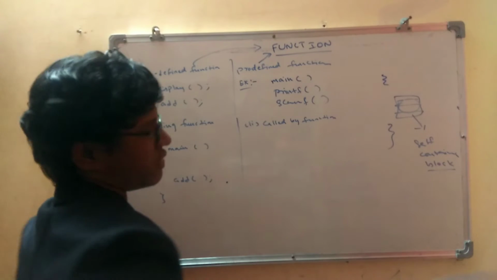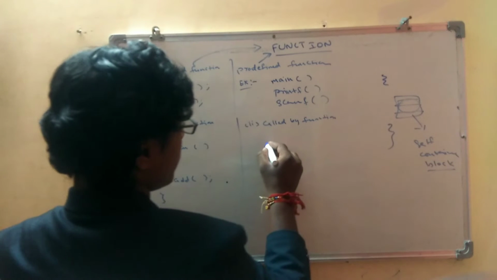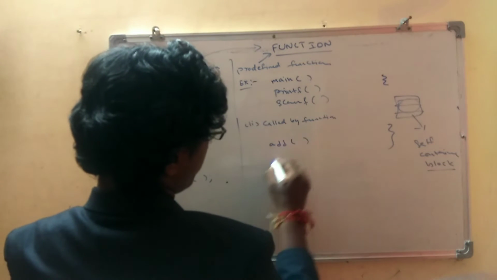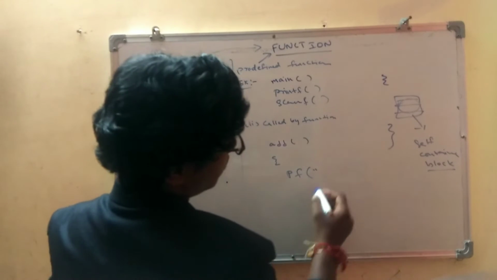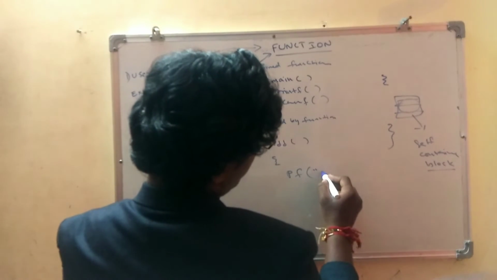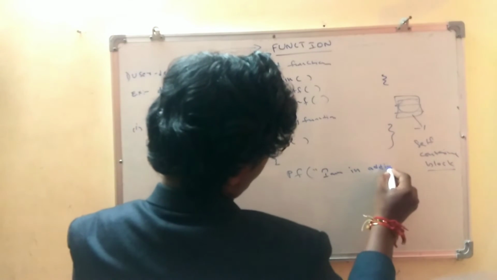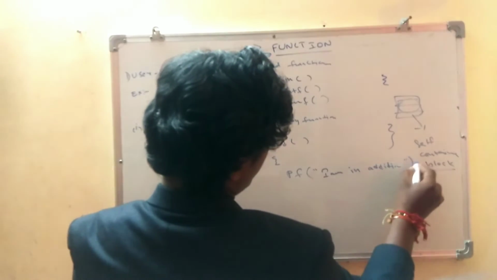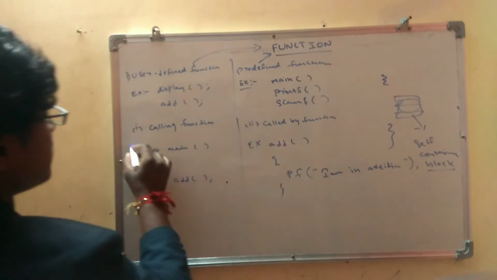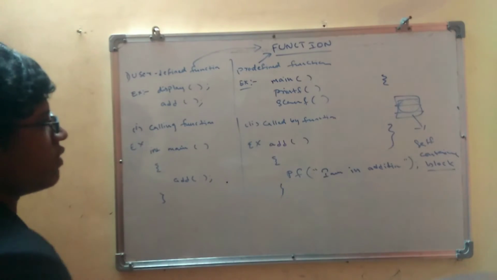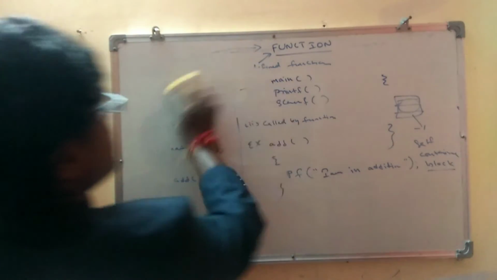And the called by function is the function written outside the main. For example, add, printf. I am writing the shortcut pf. So I am in addition. This is an example for the called by function, and this is an example for the calling function. Okay, I will explain the program with all this content.